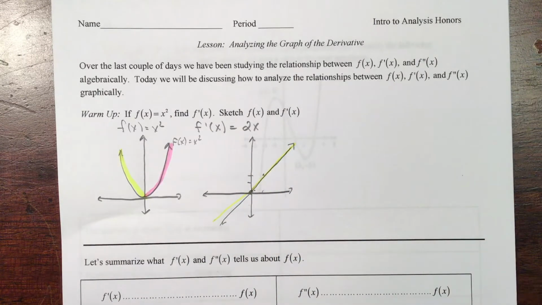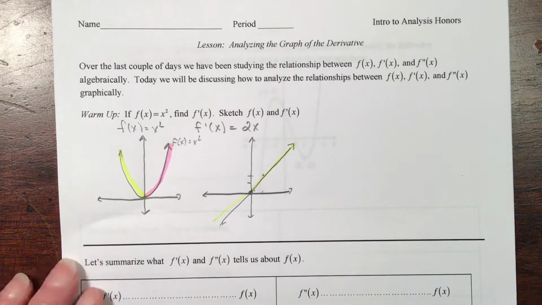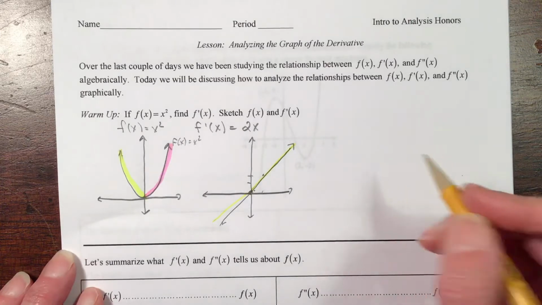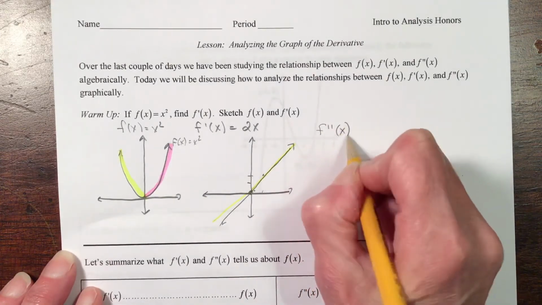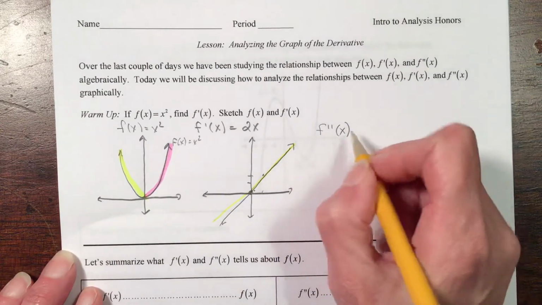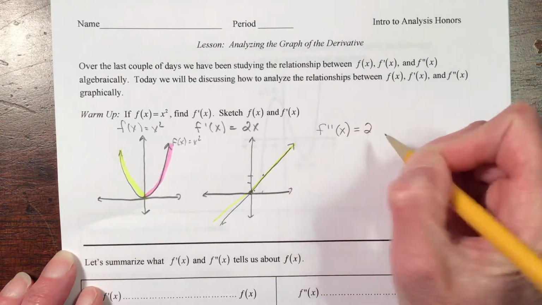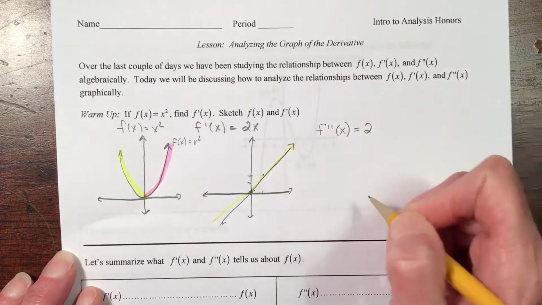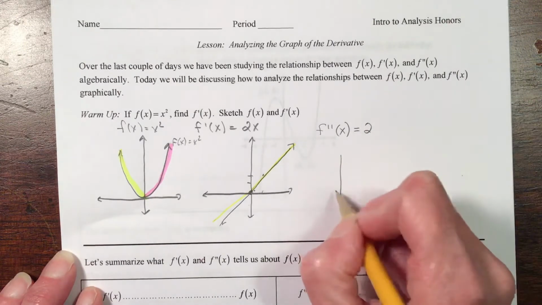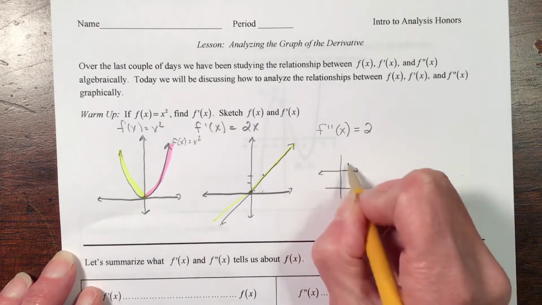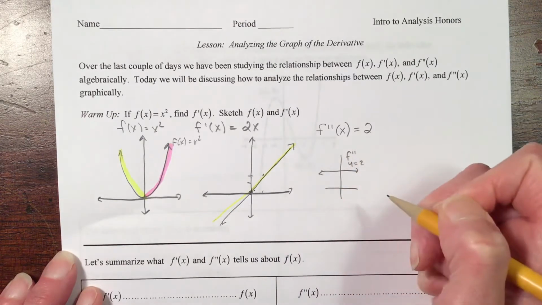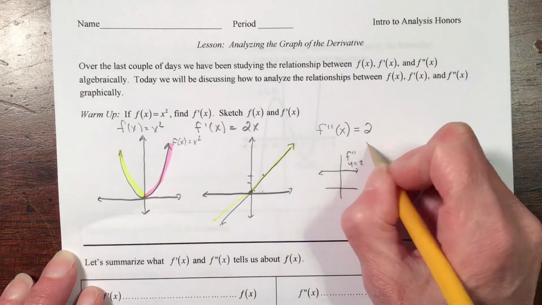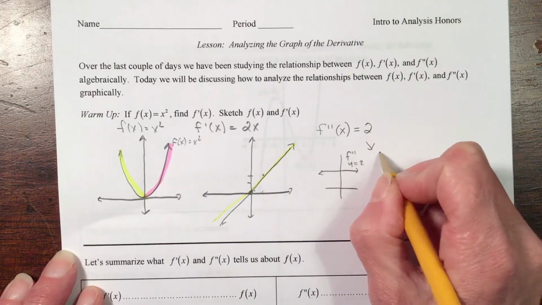So those are the concepts we're going to use today when we analyze the graph of a function using the derivative. Just real quickly before we move on, what if I wanted to find f double prime? F double prime of x equals 2. Okay. 2 is just a number, it's a constant. Its graph would just be that line, right? That's my second derivative.